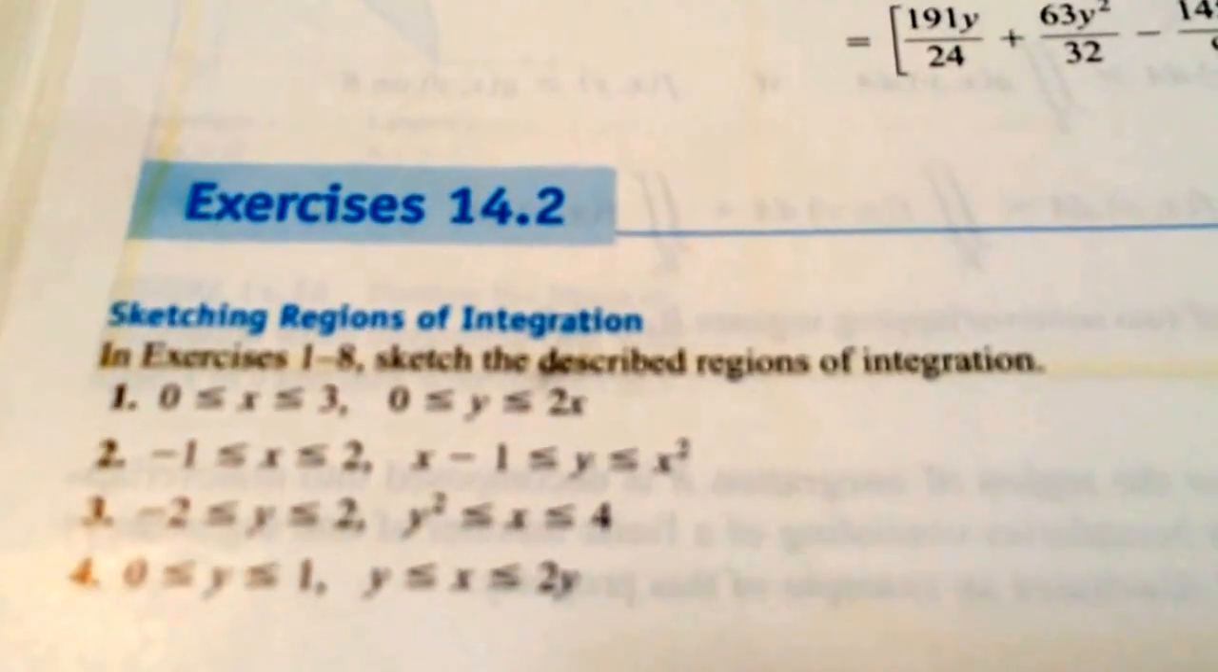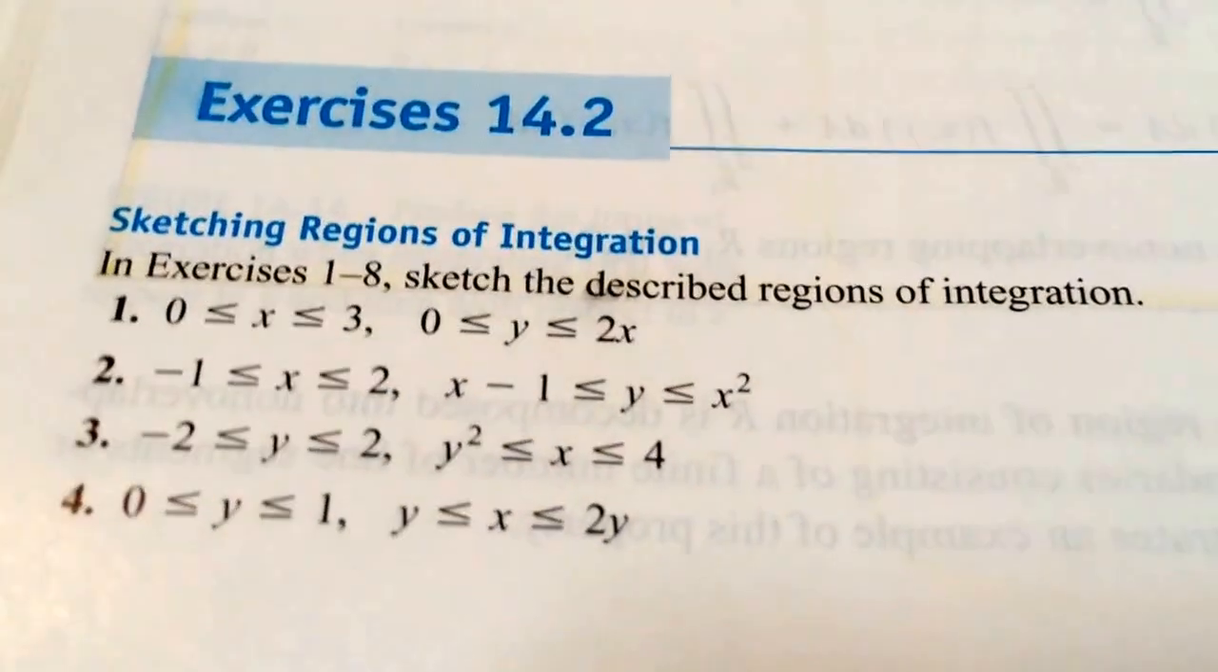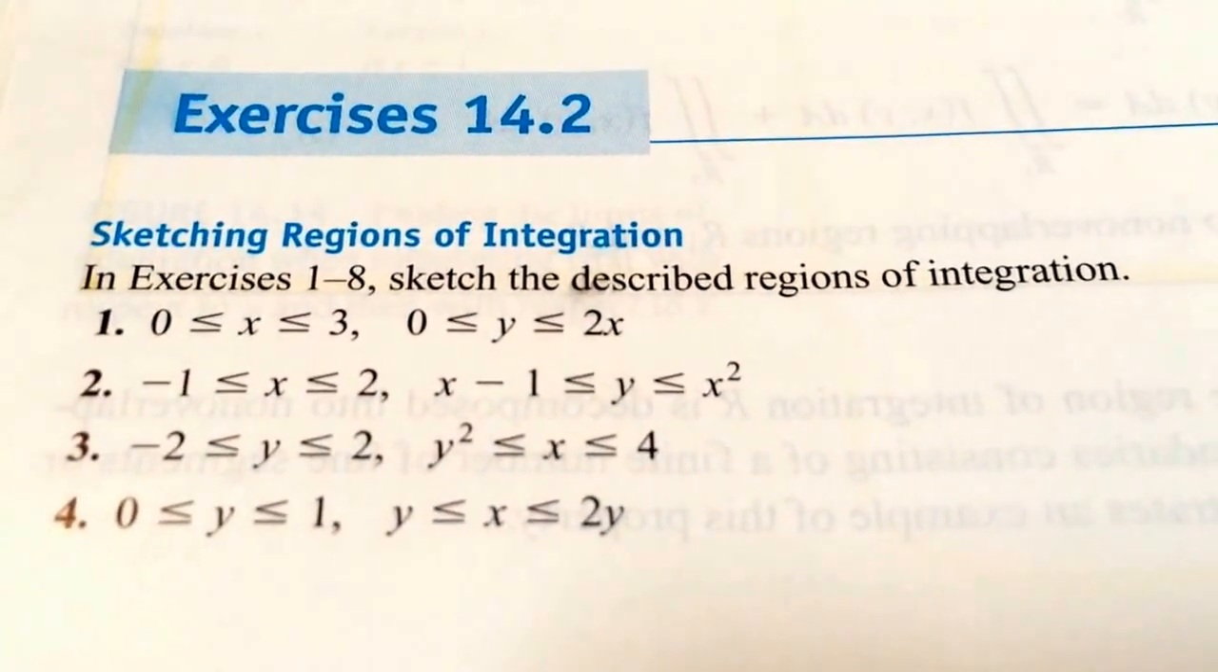So here in 1 through 8, all they want you to do is sketch the regions. So you're just drawing the pictures here. If you can't graph, you're going to have serious issues for a while in these sections, because you've got to draw these things before you can integrate them. So practice your graphing lots and lots.